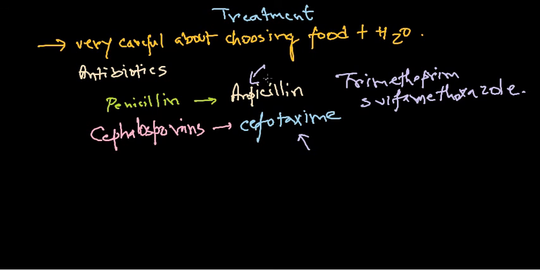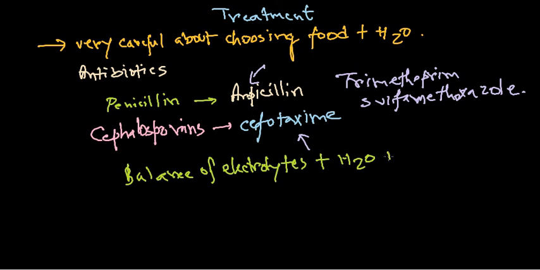Because once the E. coli infection is spreading, that means you are having watery diarrhea and running stool. In those cases, you need to be very careful about choosing food and water again. And also, you need to keep a balance of electrolytes and water inside your body. Otherwise it will make trouble, because you are literally dehydrating.